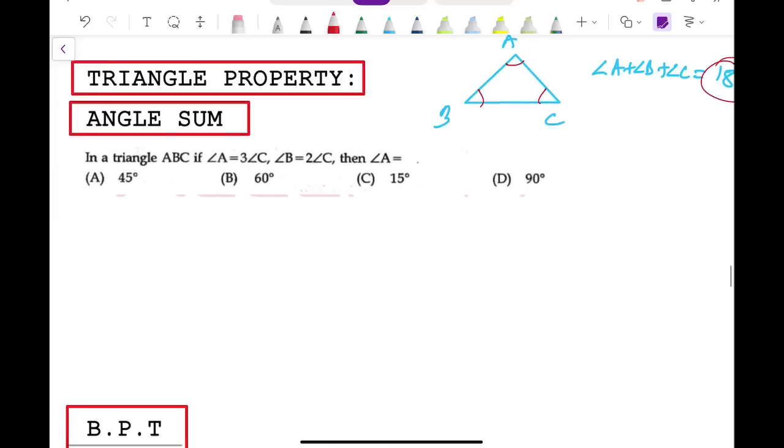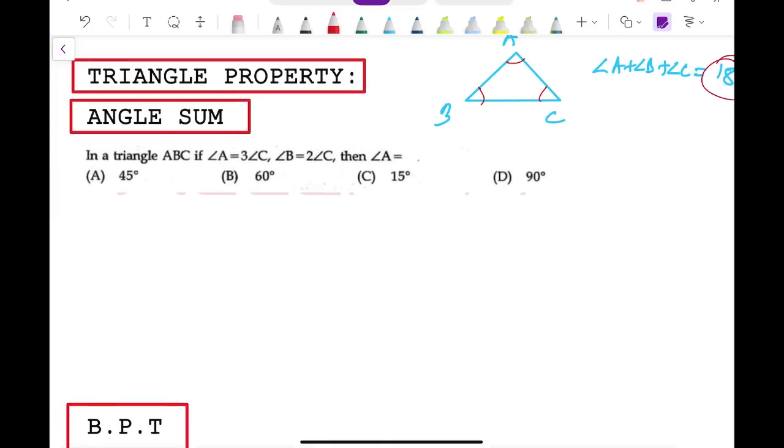So let's try this question. Here in this question, angle A is given as 3 times of angle C, and angle B is given as 2 times of angle C. What about C? We don't know. So I'll just write angles. I'll just write this one, and we also find angle A. So now I'll just write like this.